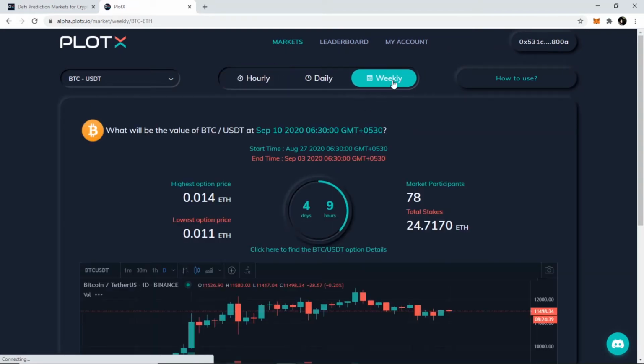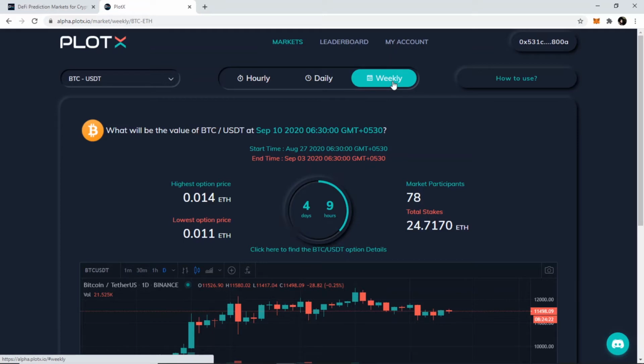Now in the previous video we covered how to connect your wallet with PlotX, and if you don't know how to do that, I highly recommend that you go back and watch that video first, because connecting your wallet with PlotX is the first and most crucial step in using PlotX to start making predictions.